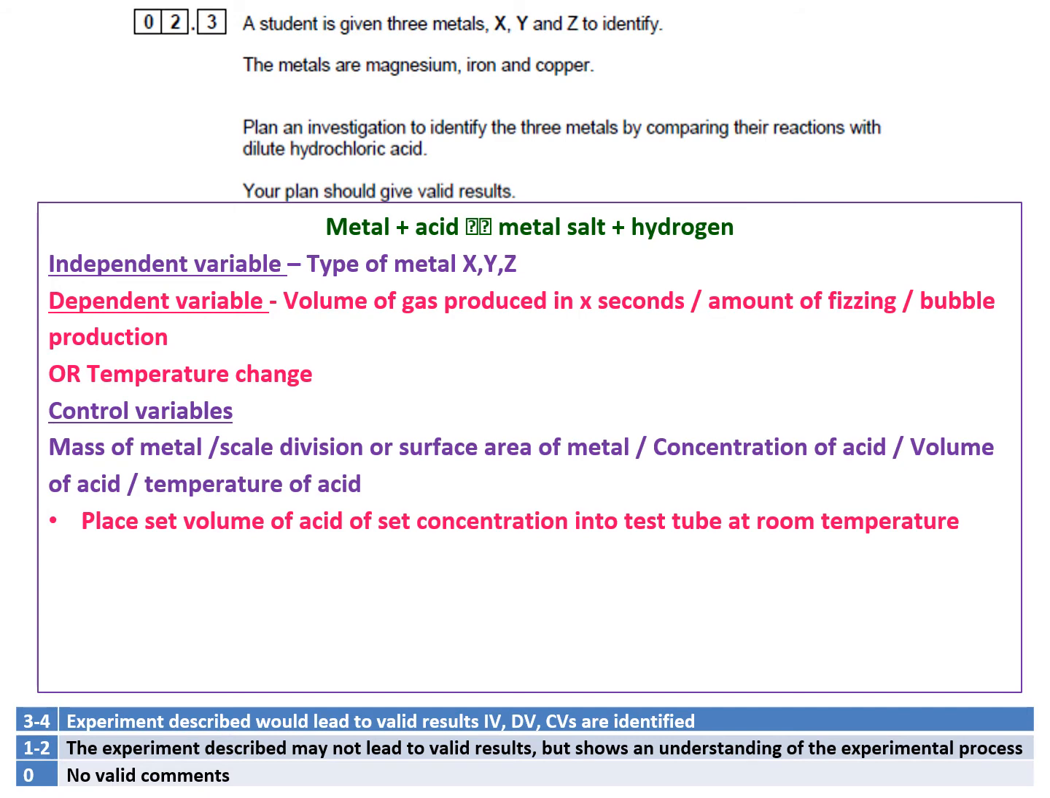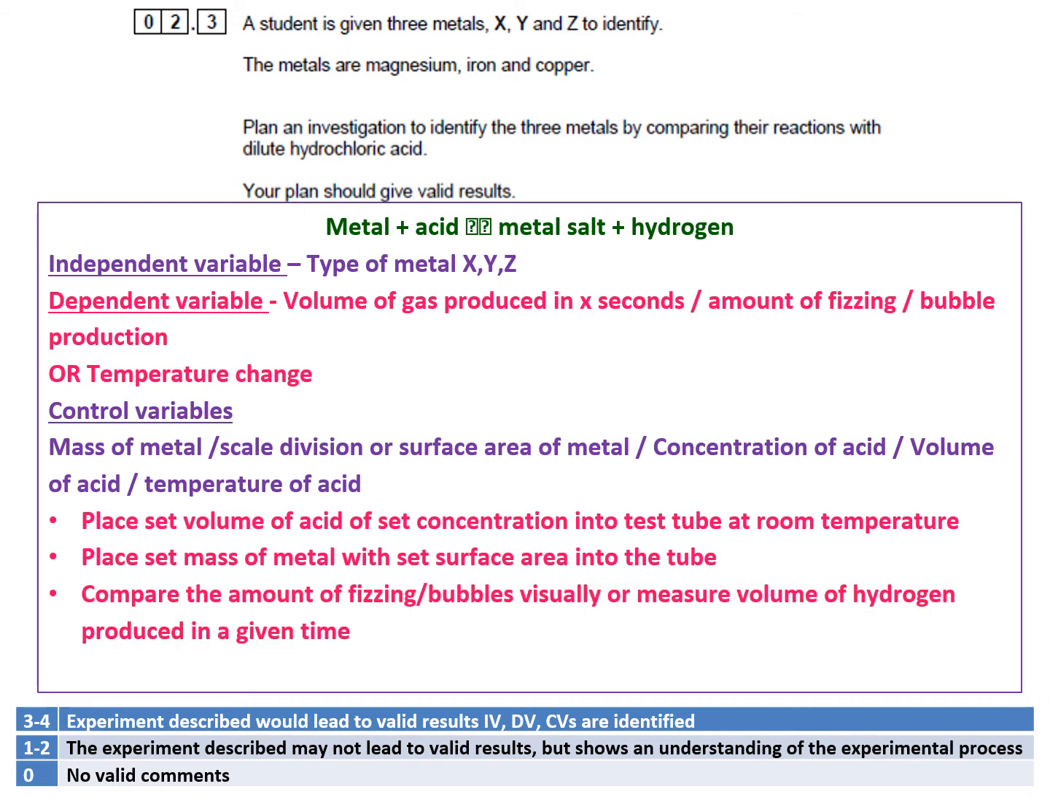So set volume of set concentration to our test tube so that we know how much acid we've exactly got. Add exactly the same amount of metal to each one, and then you can either compare the amount of fizzing or measure the volume of gas being given off in a fixed time. Alternatively, you could look at the temperature change in a fixed time, and therefore give the order of our metals. So the most reactive being the one that gives off the most gas in that time or gives off the gas most quickly. Alternatively, the one that shows the largest temperature change.